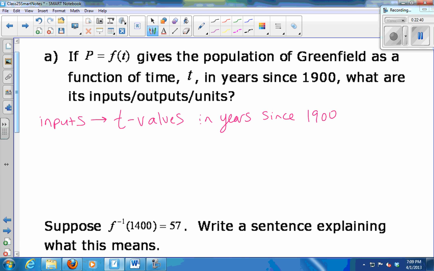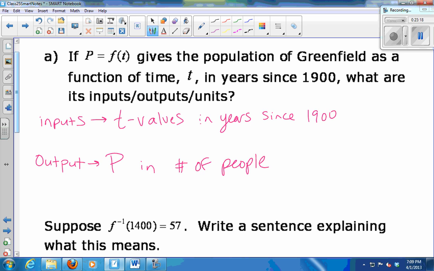The input is t. What's the output? For the function f, the output is population size. So the output is p in number of people, right? So my input is a year. My output is the number of people in Greenfield in that year.